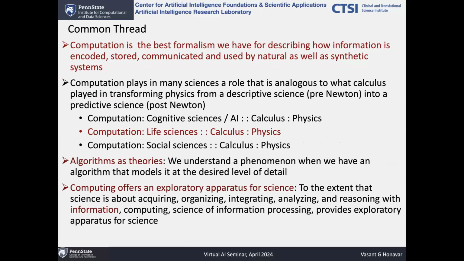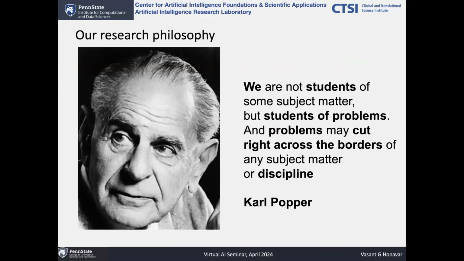So today what's going to tie all of this work together, even though it seems disparate, is this idea that you can use algorithms or computation as a way of understanding phenomena, whether it's intelligence or biology. There is a useful way to look at it through the lens of computation. So the general philosophy of our lab is that we are not students of some particular subject matter, but students of problems, and problems may not necessarily fit into the borders of any particular discipline. So a lot of the work that we do necessarily spills over and crosses over to other fields, and we work with experts in other disciplines as a result.